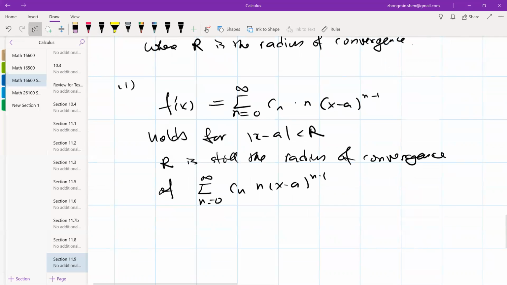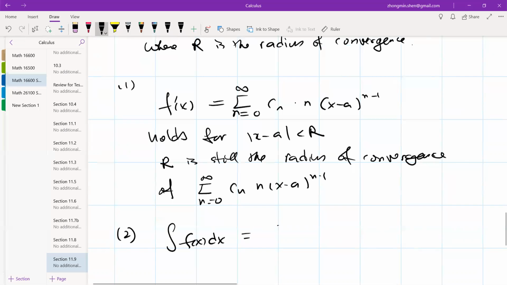Perfect. So if the function has a power series representation over some interval, then no matter how many times you differentiate, you can easily get the power series representation for the derivatives, and they always match. And the radius of convergence does not change every time you differentiate the power series. Second, the integral of the function, right?